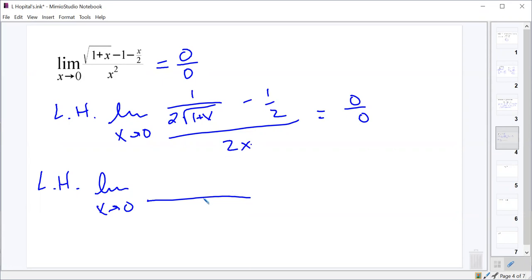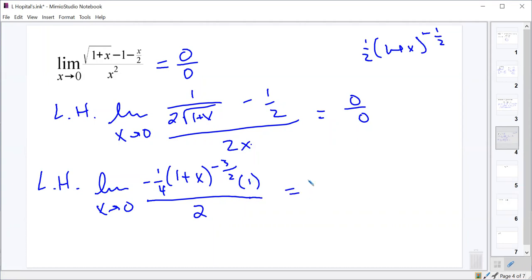And the denominator will just end up with a 2, right? And the minus 1/2 will go away. So we just need the derivative of 1 over 2 root 1 plus x, which is the same as 1/2 of 1 plus x to the negative 1/2. So we should be able to differentiate that as what? One half times the negative 1/2 should be negative 1/4 times 1 plus x to the negative 3/2 times the derivative of 1 plus x, which is just 1.